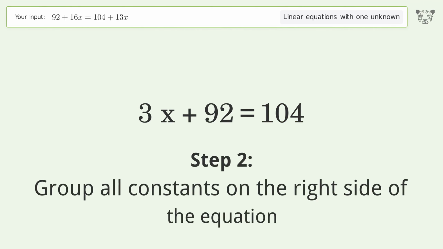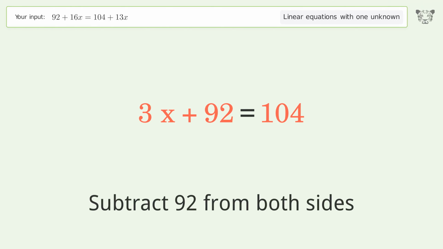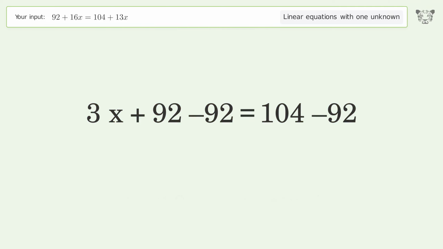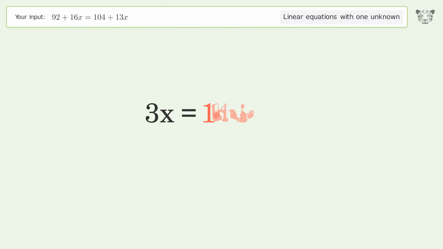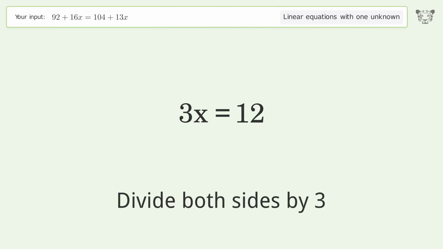Group all constants on the right side of the equation. Subtract 92 from both sides. Simplify the arithmetic. Isolate the x. Divide both sides by 3.